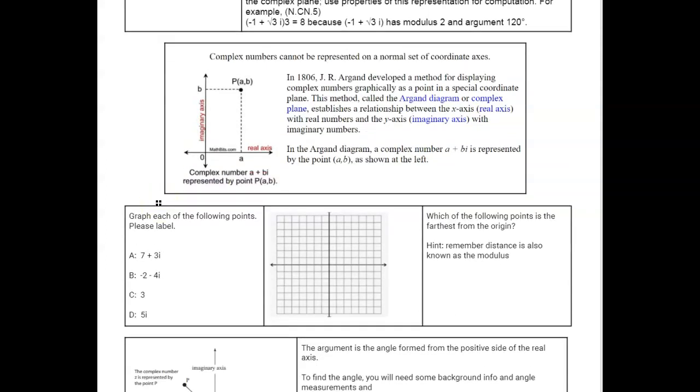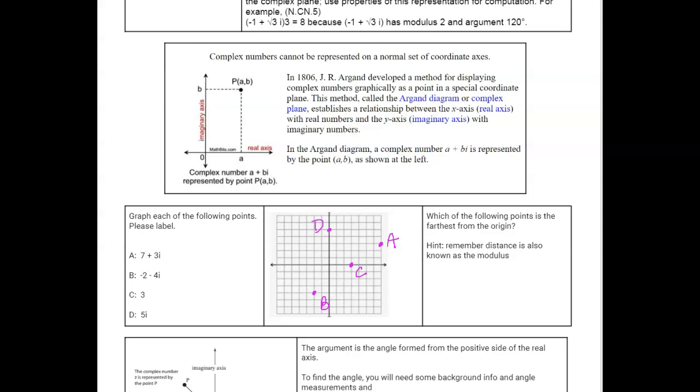So if we want to graph these points and label them with the letters, so we've got 7 is real, so 1, 2, 3, 4, 5, 6, 7, and then 3 in the imaginary direction, which is up. So that's A. B is -2, -4. C is 3, so we're going to go 1, 2, 3, and then we don't go any in the imaginary direction. And then D is 0 in the real, and so up 1, 2, 3, 4, 5 in the imaginary. And that would be graphing.